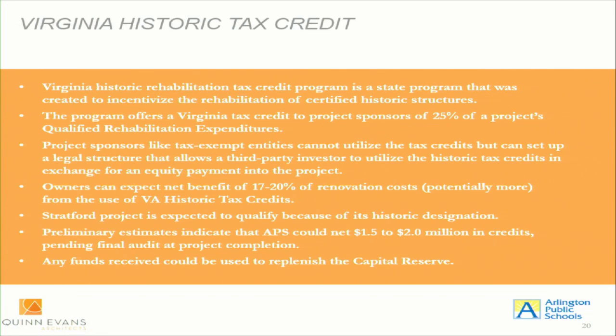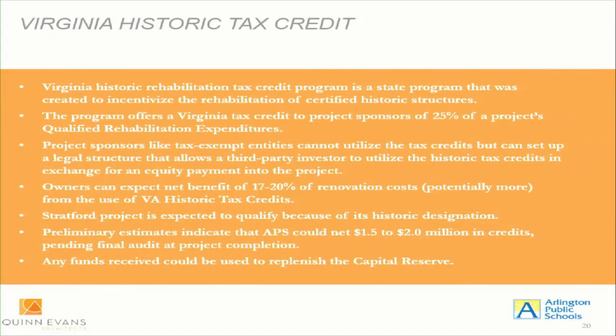One of the things that we can take advantage of on this project and that we are exploring is the Virginia Historic Tax Credit. And this is a result of the historic designation of the Stratford Building. Basically, this program was designed to incentivize the rehabilitation of historic structures. And what it allows us to do is to take advantage of some tax credits. And while APS cannot itself take advantage of the tax credits, we can find a third party who would want these tax credits and sell them to them, basically.